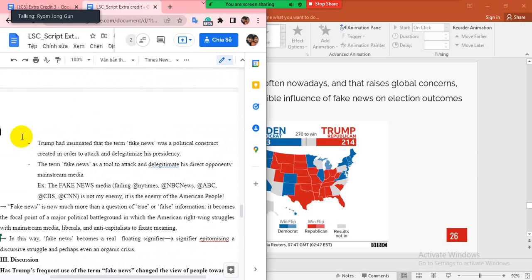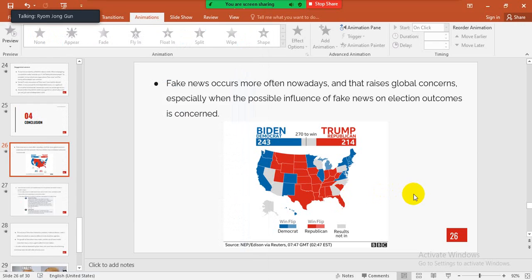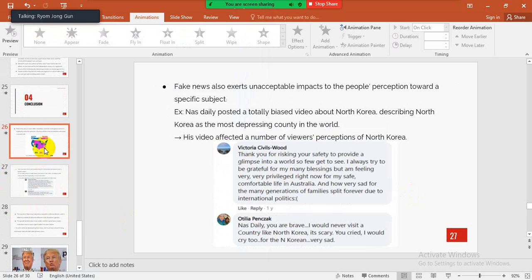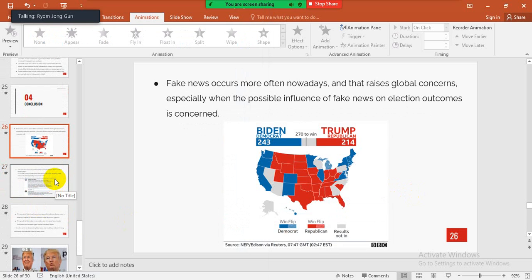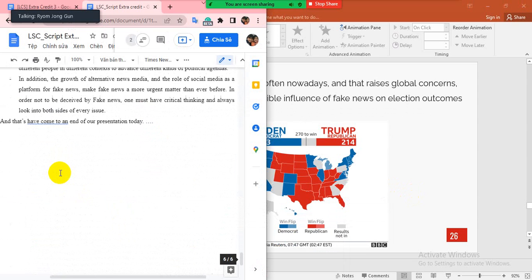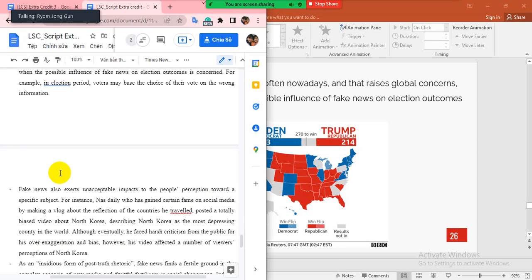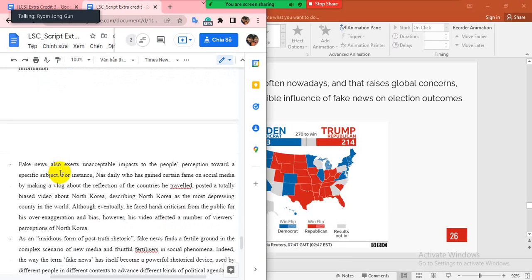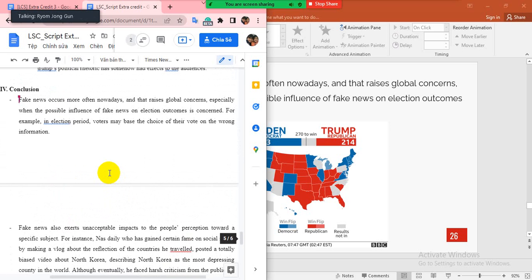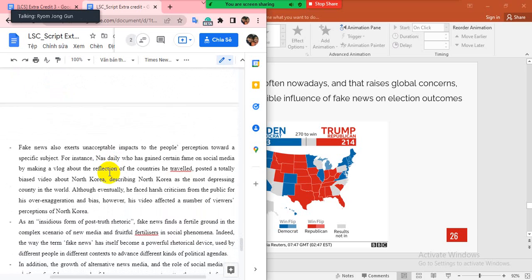As an insidious form of post-truth rhetoric, fake news finds fertile ground in the complex scenario of new media and social phenomena. Indeed, the term fake news has itself become a powerful rhetorical device used by different people in different contexts to advance different kinds of political agendas. In addition, the growth of alternative news media and the role of social media as a platform for fake news make fake news a more urgent matter than ever before.